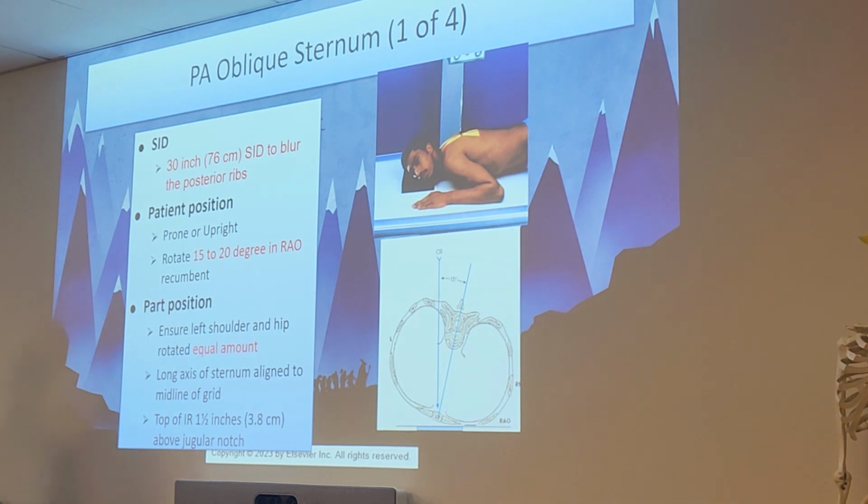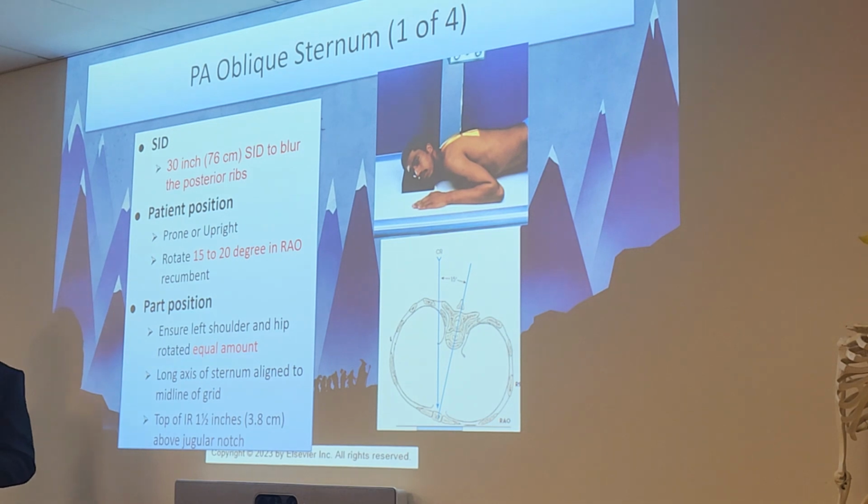guys, so what I say about the SID, once again, the optimized SID, big star guy, is not 40 anymore, but it's 30. Now, that does not mean you cannot do 40. You still can, but we're talking about the best answer now moving forward. It's going to be 30, and the reason is to blur out the posterior ribs better. The 30-inch SID will blur them out further.